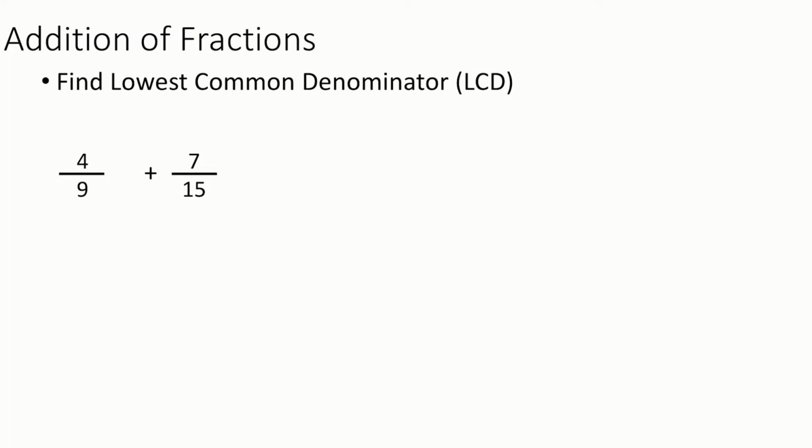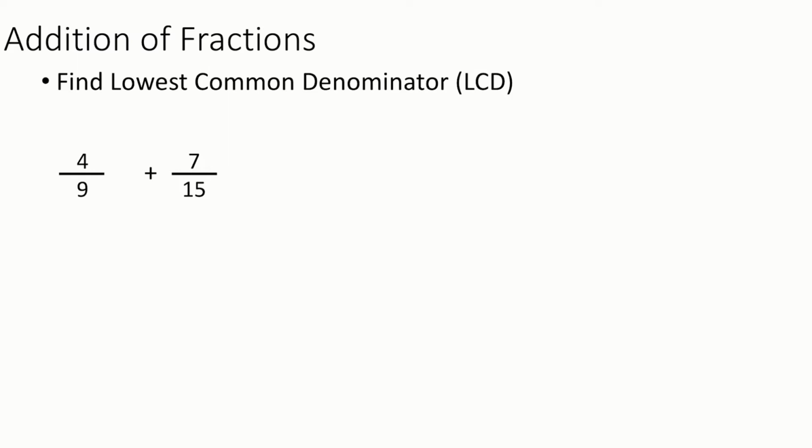It keeps your numbers the lowest they can be, and it keeps you from maybe having to do extra reducing at the end of your question. So let's take a look at our first fraction, which is 4 over 9, plus another fraction of 7 over 15. So before we can add these together, we need to find a common denominator between 9 and 15. What that means is we're looking for the lowest common multiple between 9 and 15.